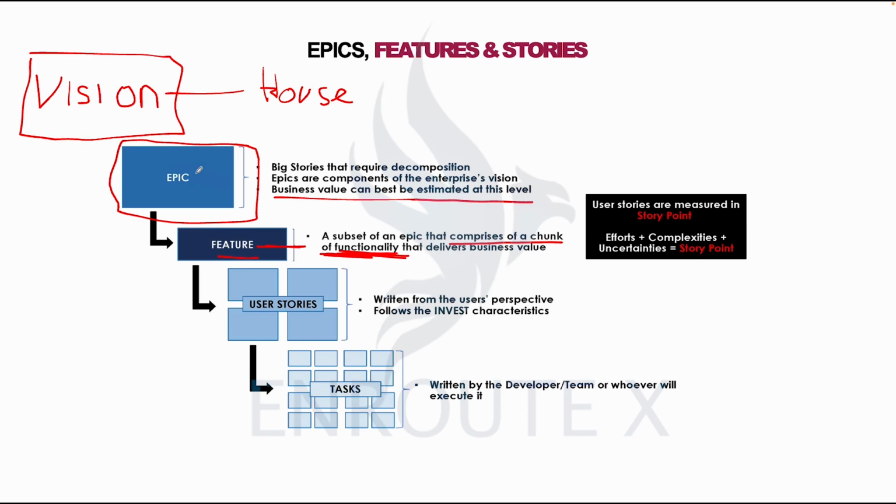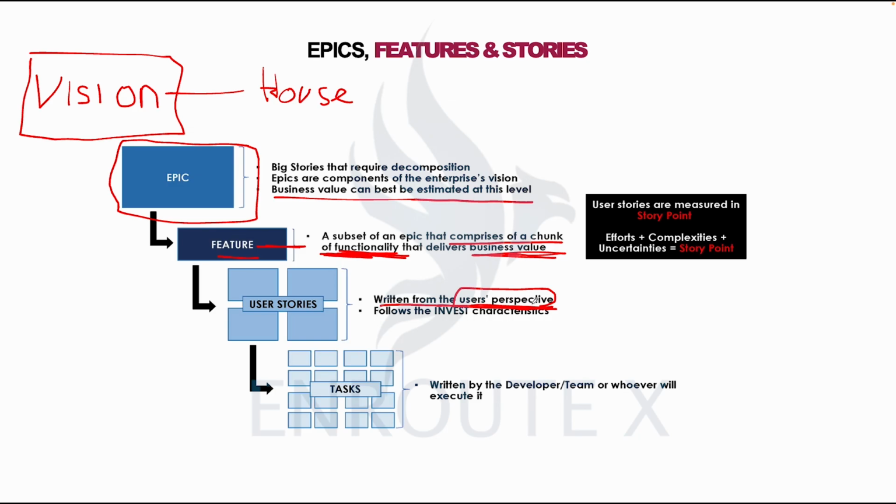It's best to define business value at the epic level. When you get to the feature, you are looking at the functionality. So a subset of the epic that comprises a chunk of functionality that delivers business value. Then user stories are written from the user's perspective. This is very important. The user stories are written from the user's perspective.